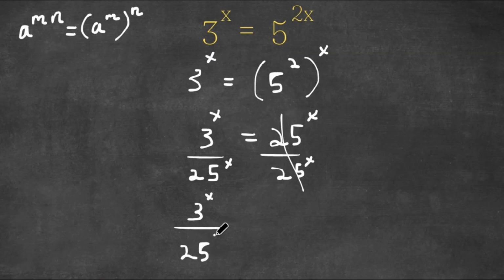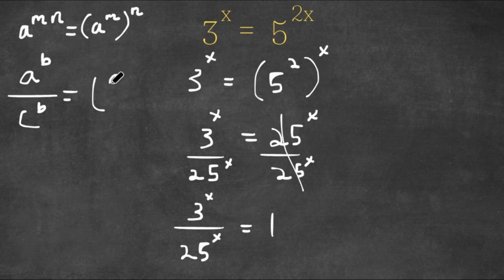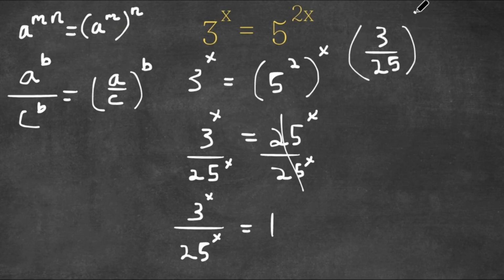is equal to 25 to the power of x over 25 to the power of x, which is 1. Now, if we have something in the form a to the power of b over c to the power of b, this can actually be written as a over c to the power of b. So we have 3 to the power of x over 25 to the power of x, and this can be written as 3 over 25 to the power of x is equal to 1.